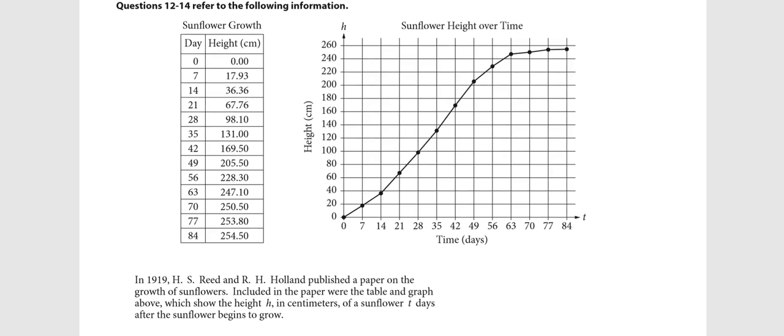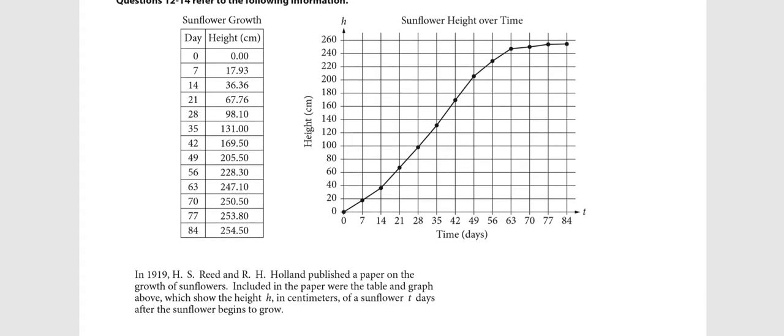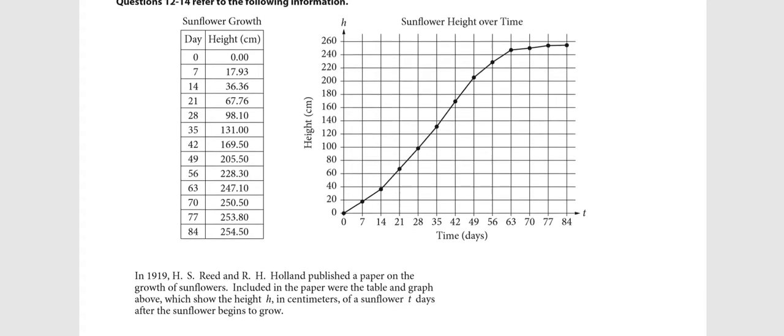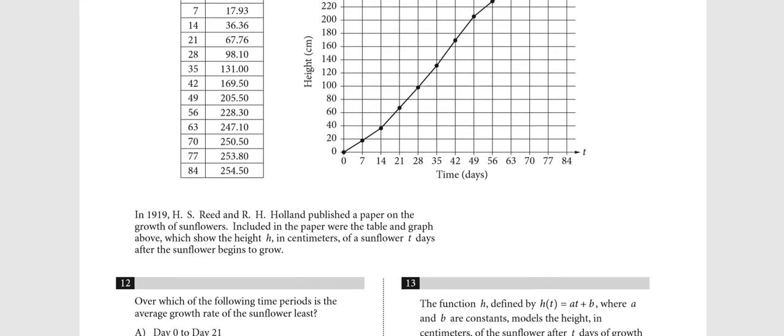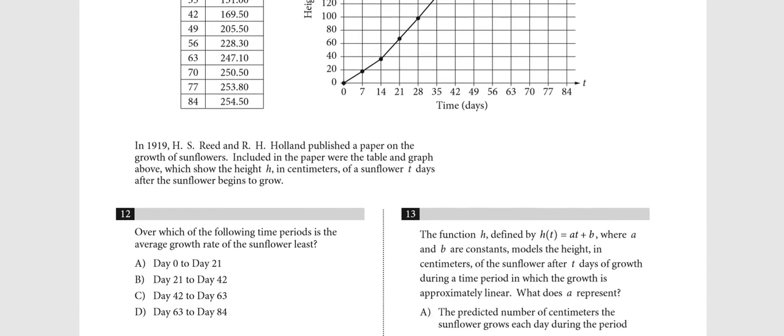Okay, so we got sunflower height over time. It starts out decent, and then it grows faster in the middle, and then it really slows down at the end. Okay. In 1919, H.S. Reed and R.H. Holland published a paper on the growth of sunflowers. Included in the paper were the table and graph above, which show some of that. Obviously, we can pass through quickly.